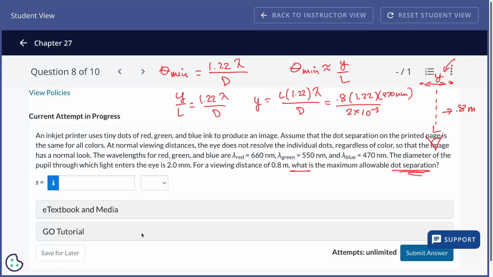Other questions? Yeah. I think question 10 on chapter 26's homework is a corrective eyewear problem. Could you go over that?